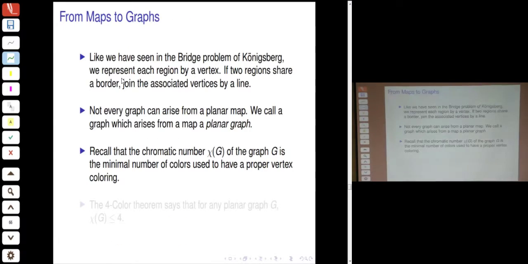Anyway, let's continue from here. I just explained that not every graph is planar. Now we move on to the next item. Recall the chromatic number chi of G of a graph G is the minimum number of colors used to have a proper vertex coloring, right? So on both ends of an edge, you cannot color by the same color. The four-color theorem says for any planar graph G, the chromatic number is less than or equal to 4. Four colors suffice.